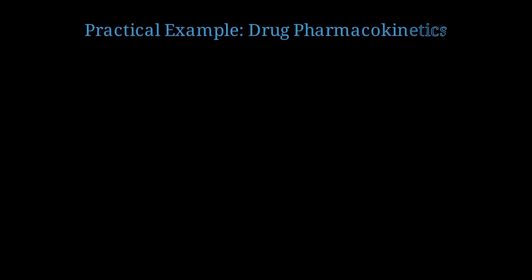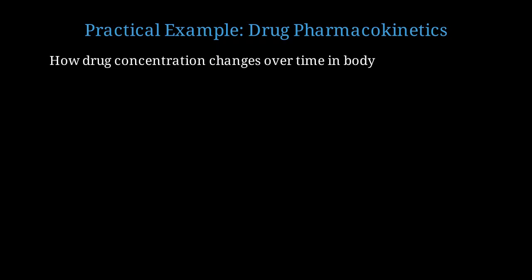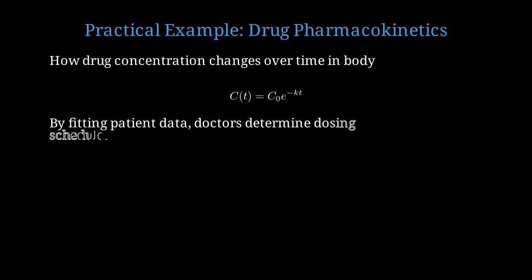Let me give you a practical medical example. Drug pharmacokinetics. Pharmacokinetics studies how drug concentration in the bloodstream changes over time after administration. A simple model is C(t) = C0 e^(-kt), where k is the elimination rate constant. By fitting data from blood samples to this model, doctors can determine optimal dosing schedules for individual patients.